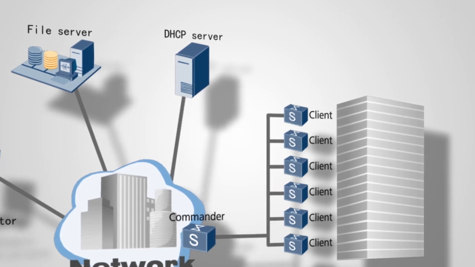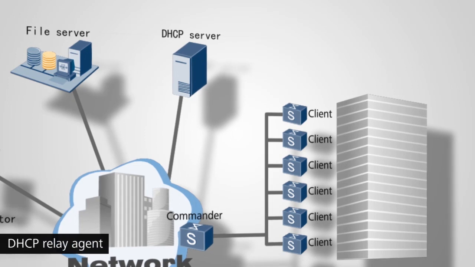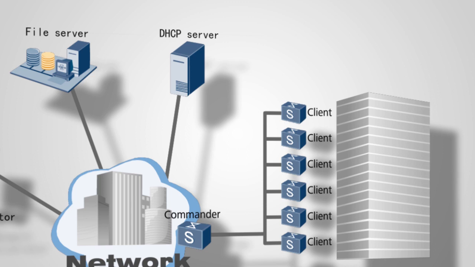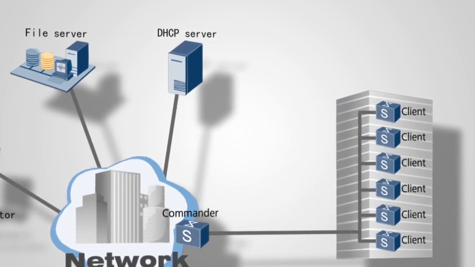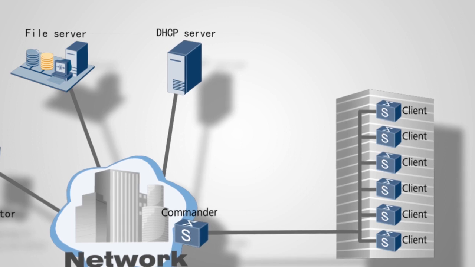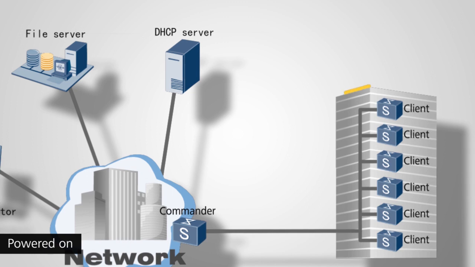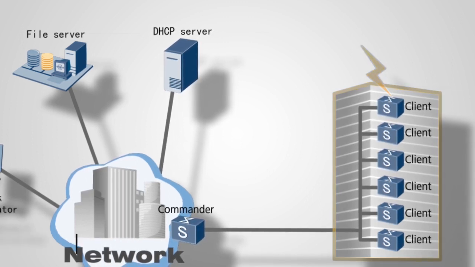If the DHCP server is not loaded on the same network segment as the clients, a DHCP relay agent must be deployed between them. After all configurations are complete, installation personnel need to install the clients in the new office building. At this time, the clients have no configuration files. They are unconfigured devices. Then the clients must be powered on. The clients start the unconfigured device deployment process immediately.